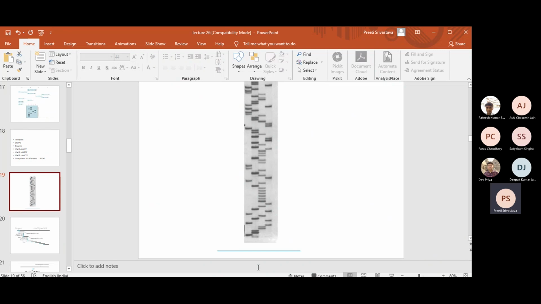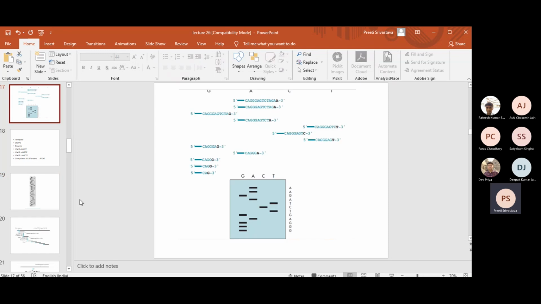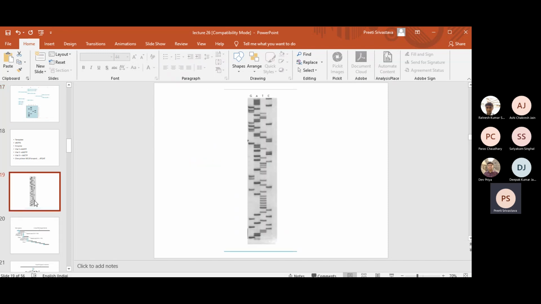So ultimately this is an example of the real gel. So that was a depictive picture, but this is the example of a real sequencing gel. And who is going to try reading the sequence from 5 prime end? Just attempt it and I will know whether you have followed.